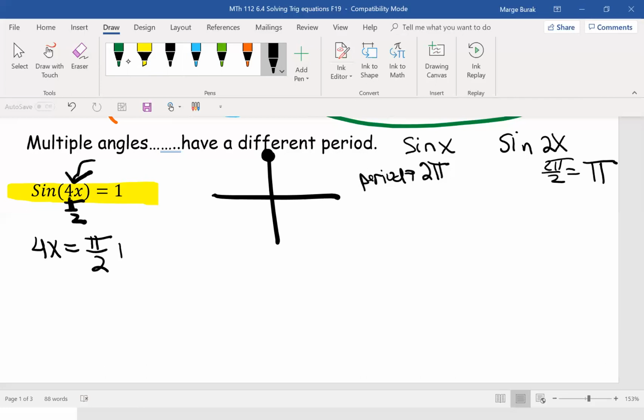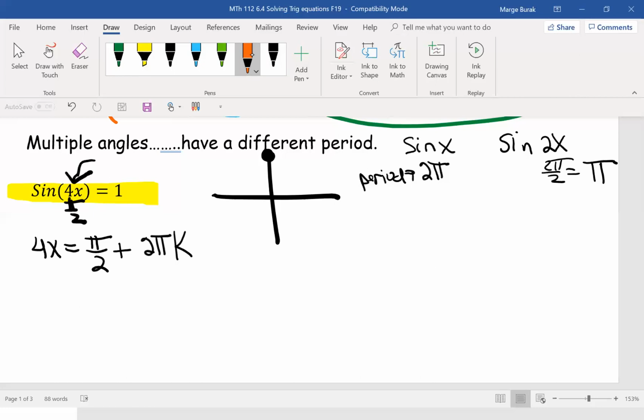But I also have to take the period of the sine. So that's plus 2 pi times however many in this case, because we want all of them. There's no restriction. So what I did is I said, well, the sine of pi over 2 is 1. So that means that 4x has to be equal to pi over 2 plus any angle coterminal with pi over 2. Okay? So now I have to solve for x.